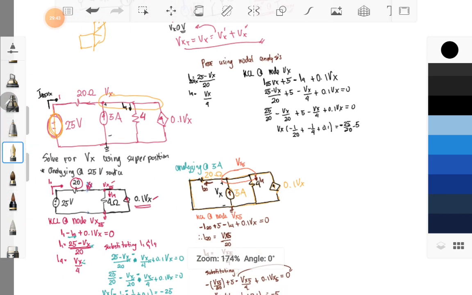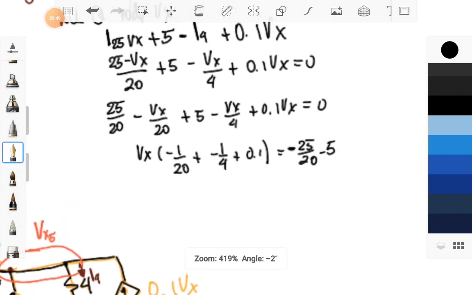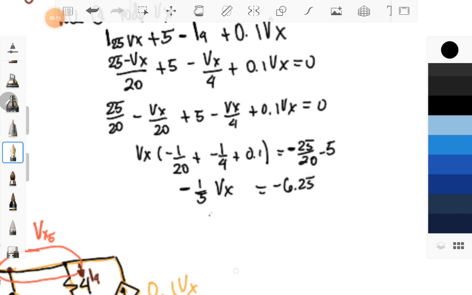You noticed that when you add the two equations, you get this, right? So we have our negative 1 over 20 plus negative 1/4 plus 0.1. So we have negative 1 over 5 Vx, which is also equal to negative 25 over 20 plus 5, which is equal to negative 6.25. Therefore Vx is equal to negative 6.25 multiplied by negative 5. Times 5, we have our 31.25 volts.